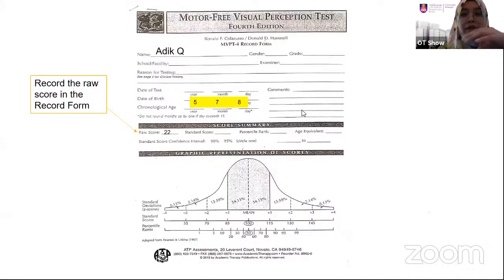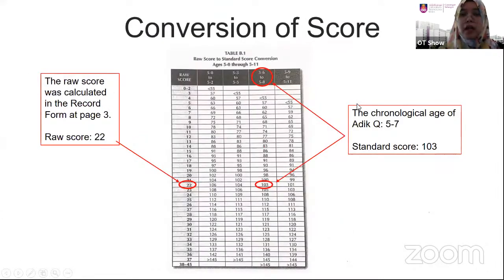Bila kita dah dapat raw score dia, kita kena record raw score di page yang pertama dalam record form. Ni yang saya tunjukkan ni, letak 22. Okay, jangan lupa sebab nanti kita berbalik-balik pula nak tengok waktu nak interpret tu. Okay, bila dah dapat raw score, kita nak convertkan raw score tu kepada standard score. Okay, bila nak convertkan kepada standard score, kita kena based on age adik Q tadi.